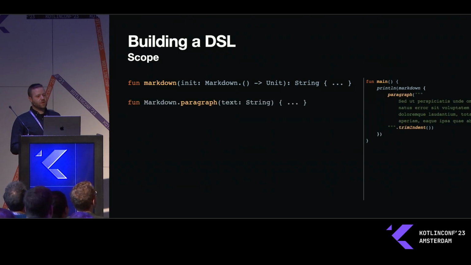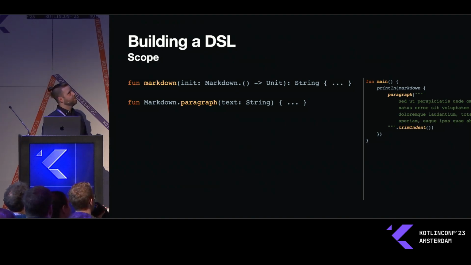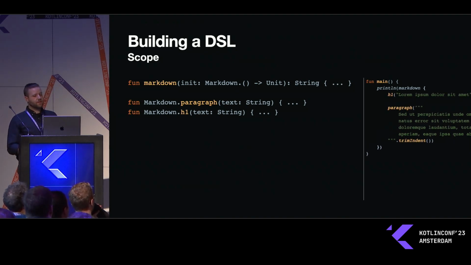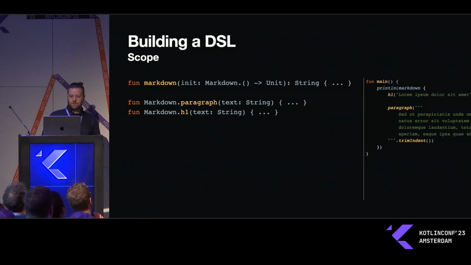And then we can start creating functions within that Markdown that become now available within that builder. So on the right, you can see we have this Markdown scope that we've opened with the parentheses, and now we can call the paragraph function without needing to reference any kind of Markdown object. We can continue this and add H1, H2, H3, all of the different Markdown formattings.